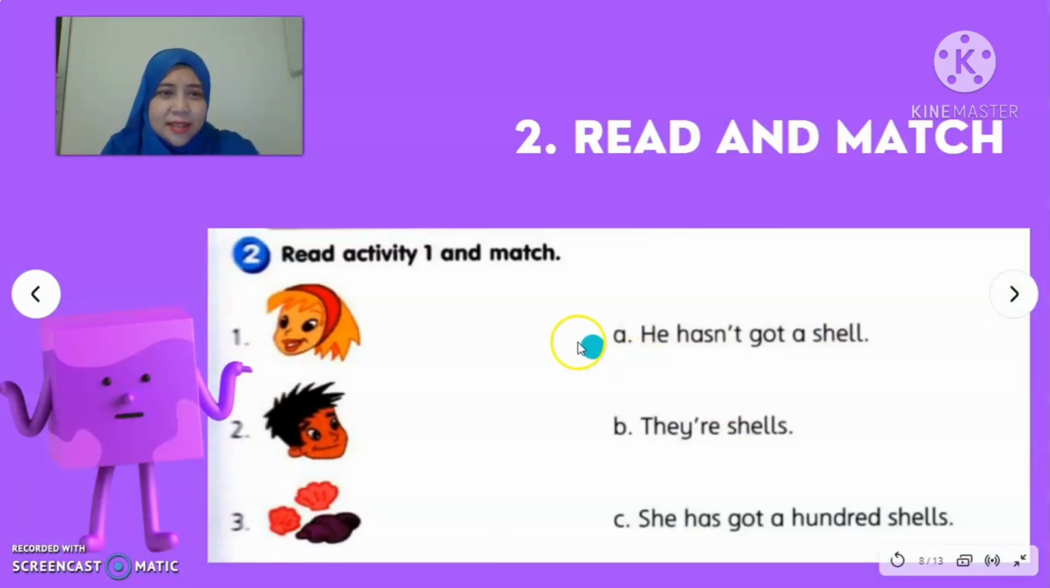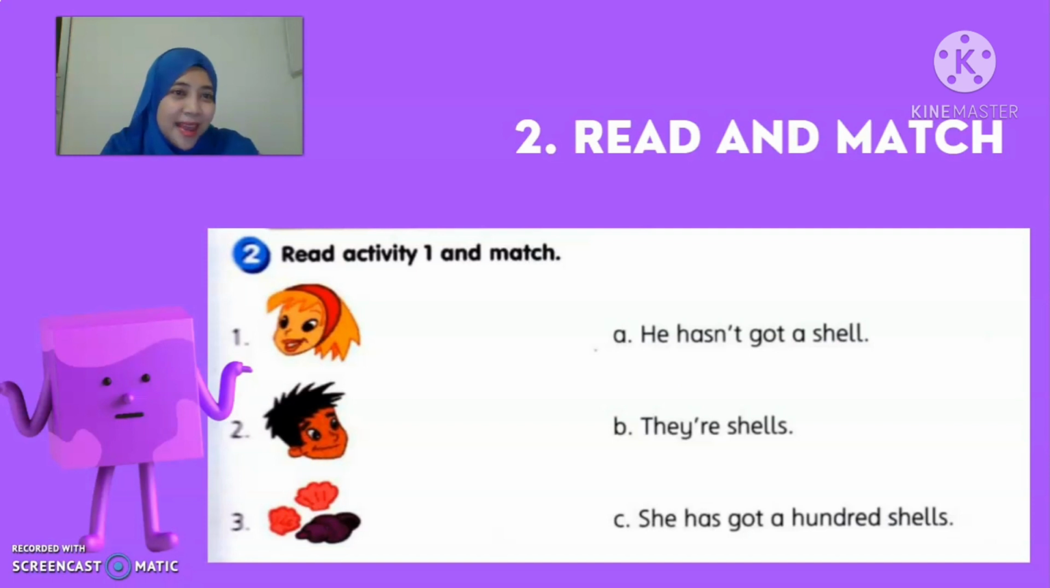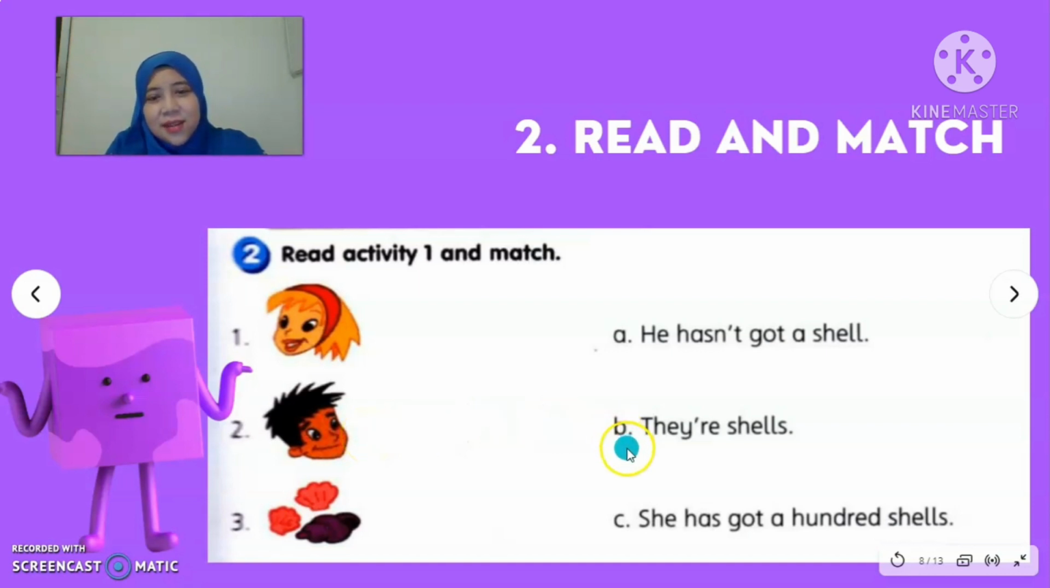Let's try this activity, read and match. Let's look at A. He hasn't got a shell. He is for boy, for man, for male. So he hasn't got a shell. Who has not got a shell? Yes, great. Let's look at B.